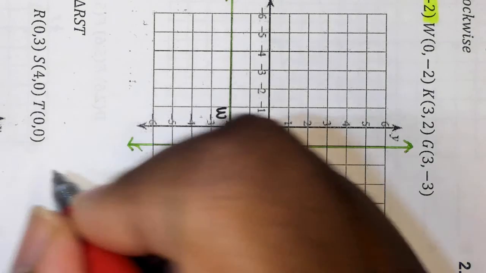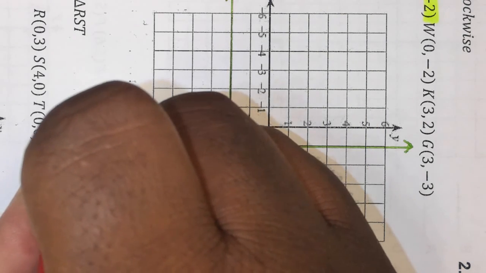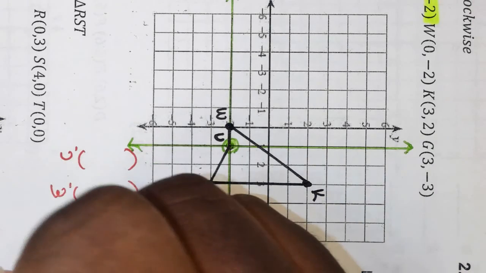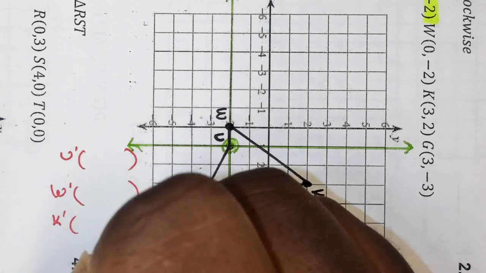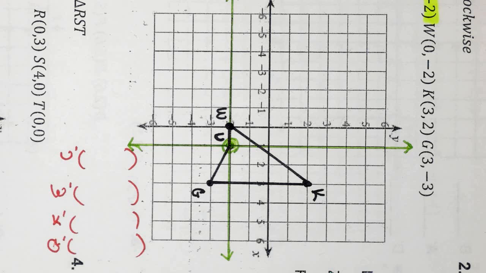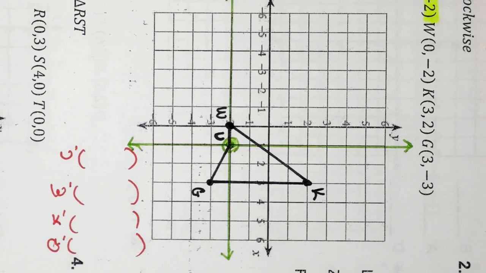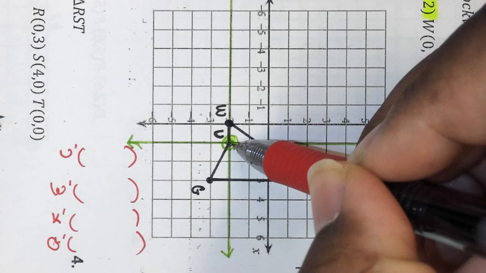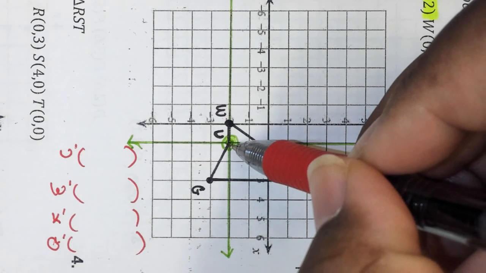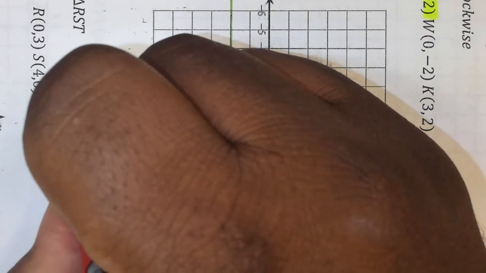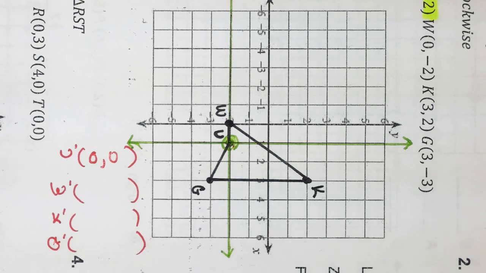So I'm going to figure out where my U prime, W prime, K prime, and G prime would be from my center of rotation. I'm going to start with U. If you look at point U, U is right here on the center of rotation. Y'all agree with that, right? So it has no distance away from it, right? So U is really 0, 0 away from the center of rotation.